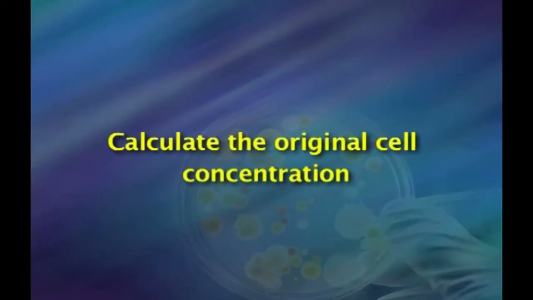Calculating the original cell concentration. The concentration of bacteria in the original samples is calculated by multiplying the colony counts by the total dilution factor. Only plates that contain between 30 and 300 colonies should be used to calculate the original concentration. If multiple plates fall within this range, then average the concentrations calculated for each plate.